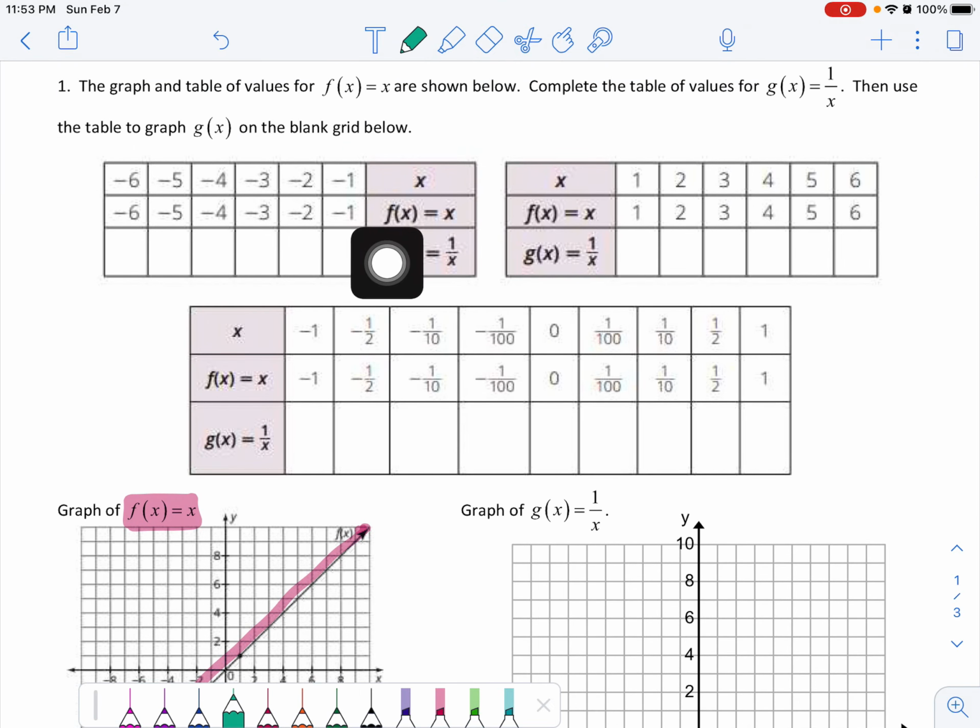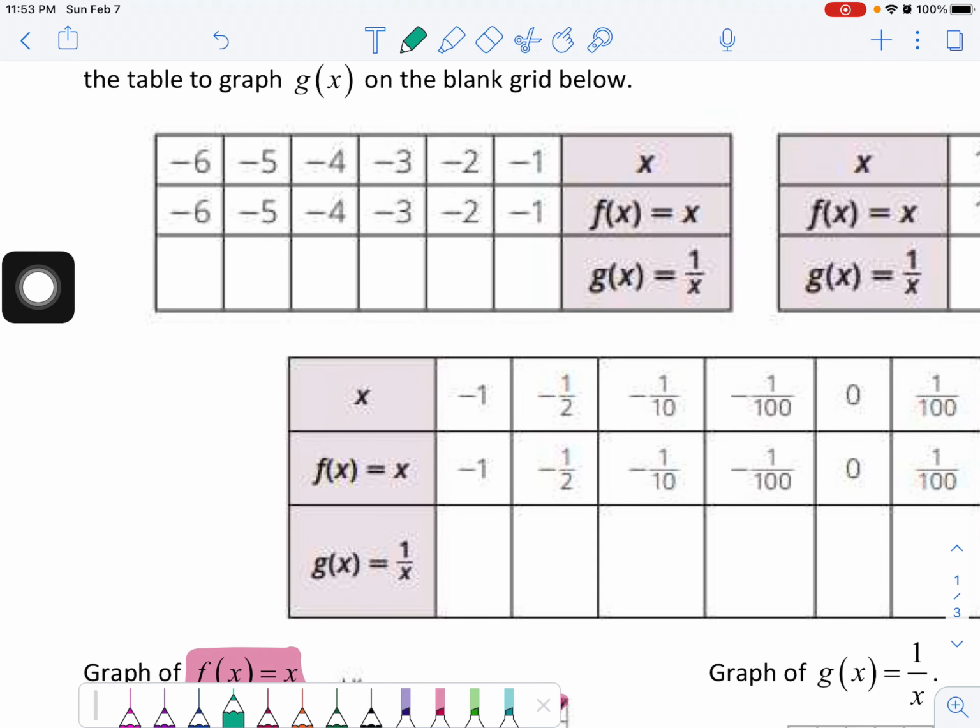So back to these tables of values. So we were given x, right? f of x equals x. And now we've got g of x equals 1 over x. So this is this reciprocal function that we talk about. So if we look at this first table of values, I'm going to turn each one of these x values, and I want to find its reciprocal. So -6 would be -1 over 6. Keep doing the same thing. So -5 becomes -1/5. -4 becomes -1/4. -3 becomes -1/3.